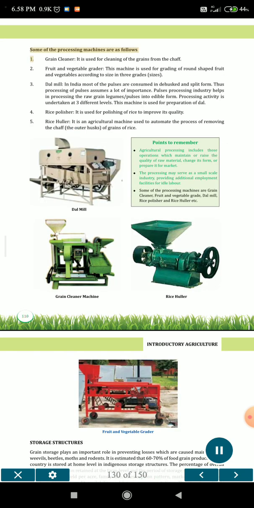Some of the processing machines are as follows. 1. Grain cleaner. It is used for cleaning of the grains from the chaff. 2. Fruit and vegetable grader. This machine is used for grading of round-shaped fruit and vegetables according to size in 3 grades. 3. Dal mill. In India most of the pulses are consumed in dehusked and split form. Thus processing of pulses assumes a lot of importance.